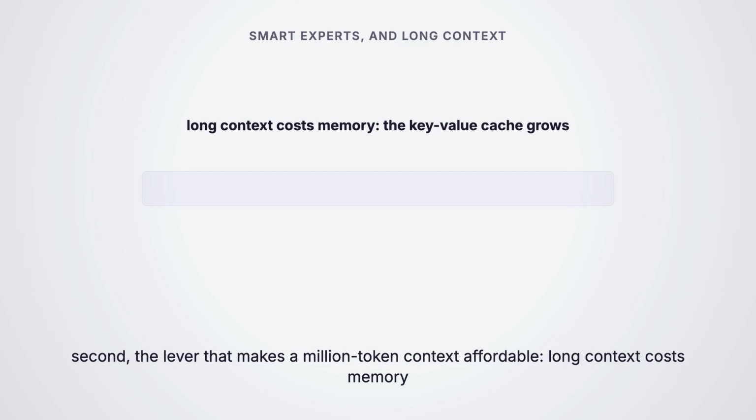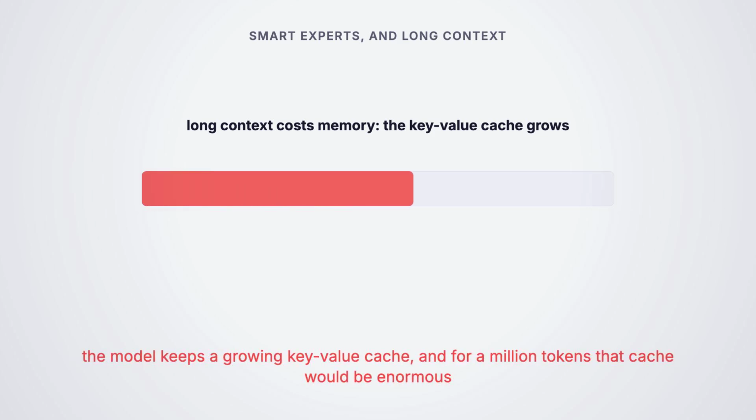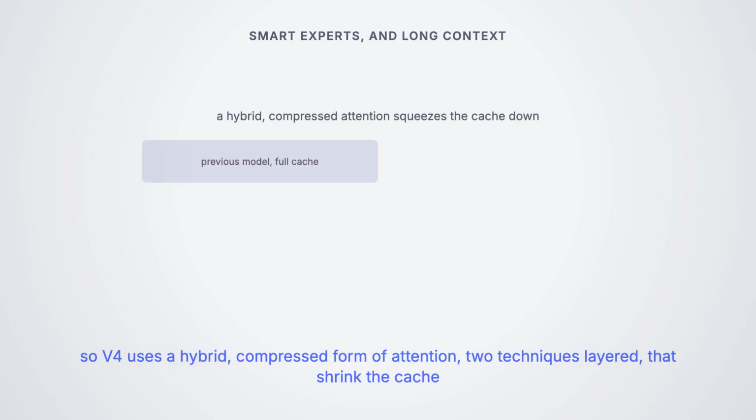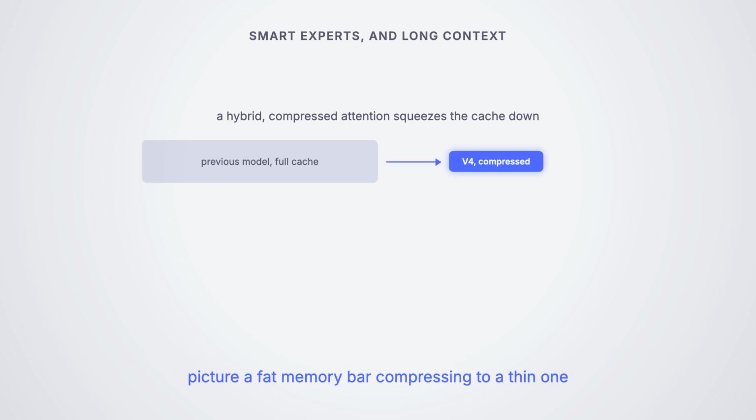Second, the other efficiency lever, the one that makes a million token context affordable. Long context costs memory. As the model reads more text, it keeps a growing store of intermediate values, the key-value cache, so it can attend back to everything. And for a million tokens, that cache would be enormous. So V4 uses a hybrid, compressed form of attention, two techniques layered together that shrink the cache dramatically. Picture a long tape of context squeezed down, a fat memory bar compressing to a thin one.